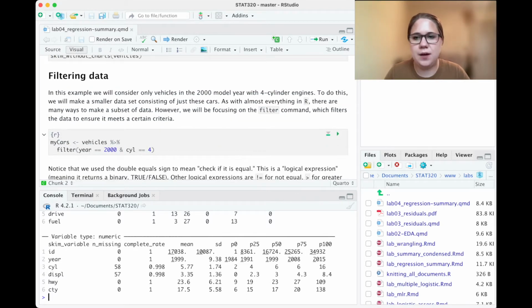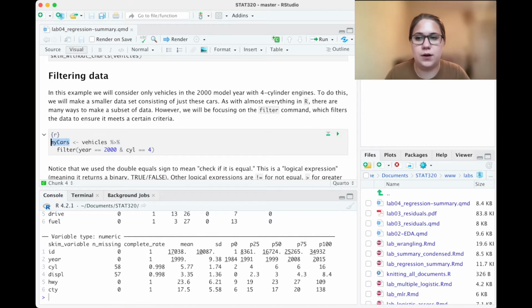And for this lab, I only want to think about vehicles that were released in 2000 and have 4-cylinder engines. And so I'm going to make a little subset of my data just with those cars. And the way I'm going to do that is I'm going to filter my data. I'm going to give this filtered data, it's going to be smaller than my original data, a new name. So my vehicles data right now, if you can see in your environment, has 33,442 observations.